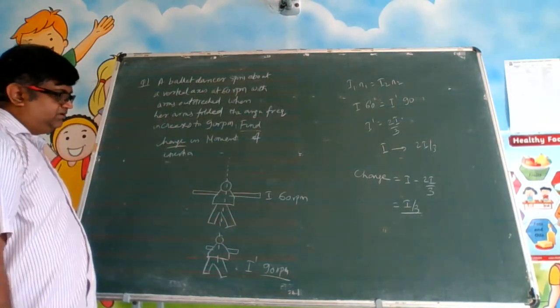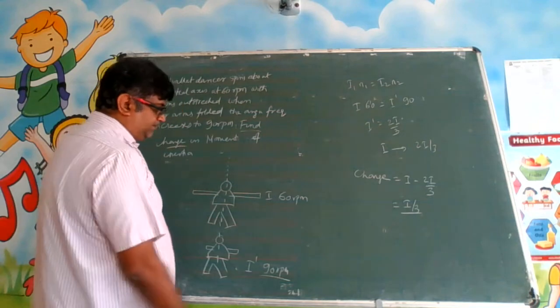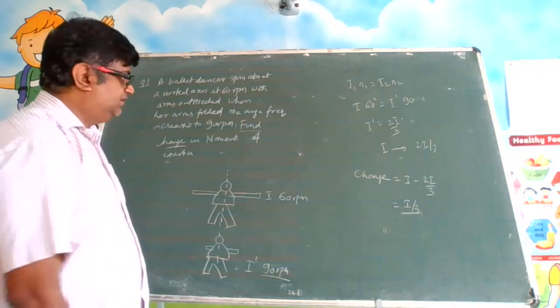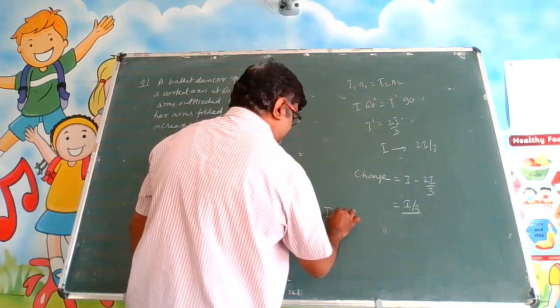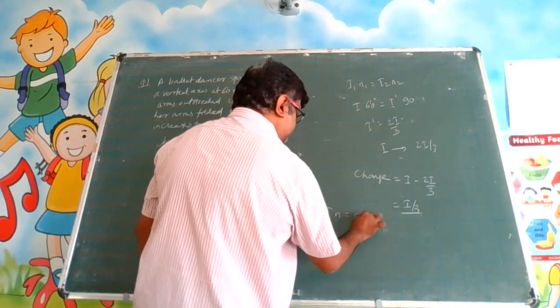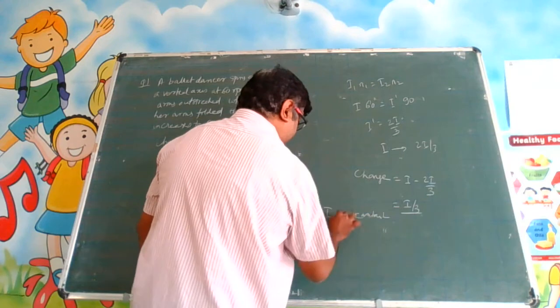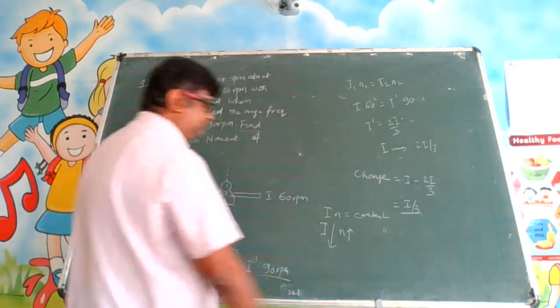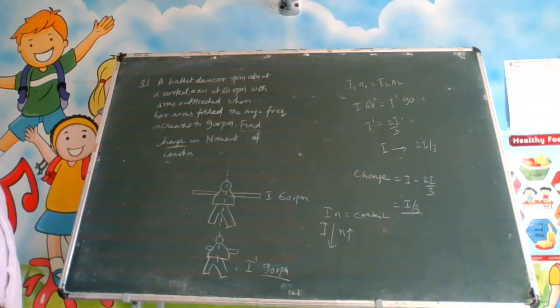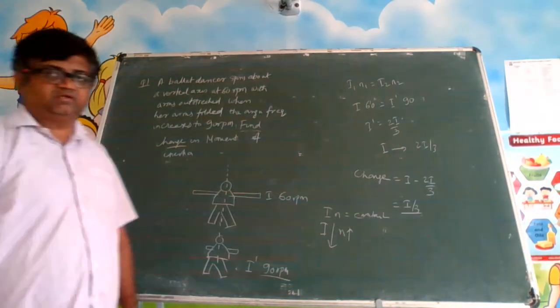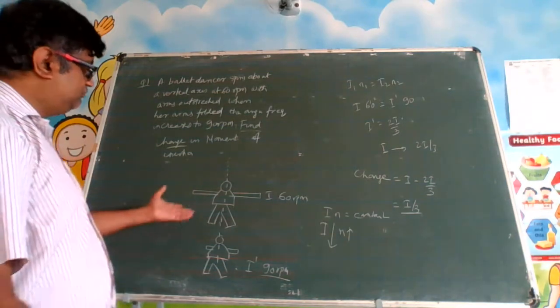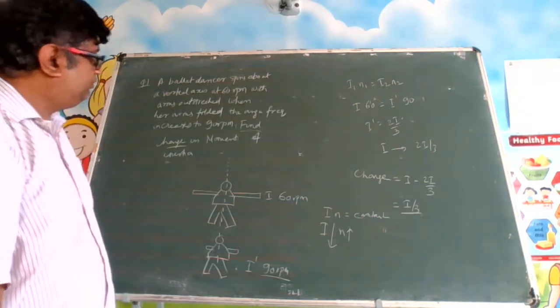What happened actually? You can also make a conclusion here. When the frequency is increasing, the I value is decreasing. When I omega, or I n, is constant, when you are increasing n, I has to drop down. We will see some more numericals in the next class. But this is how you can apply the law of conservation of angular momentum. It's a simple example I have shown you.